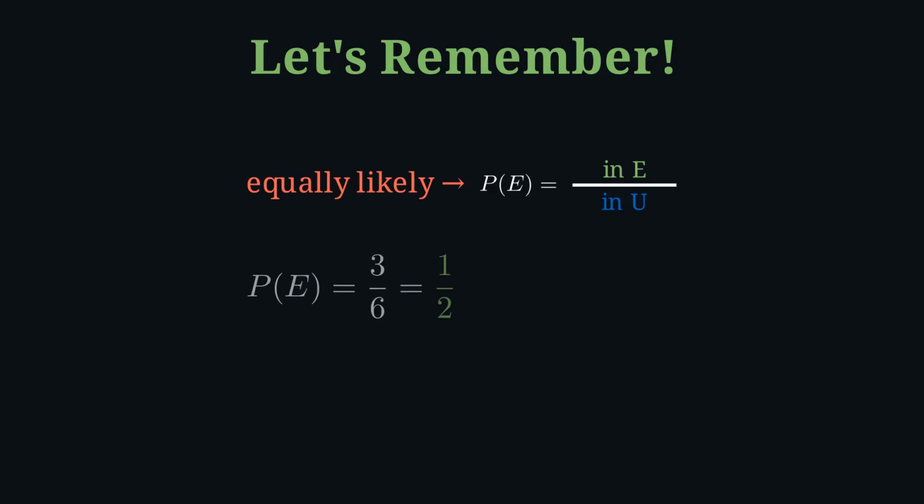Let's remember, when outcomes are equally likely, you just count. P of E is the outcomes in E over the outcomes in U. Fair die, even number, 1 over 2. You've got it.